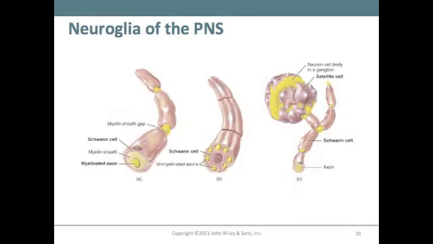So the neuroglia of the PNS, basically the Schwann cells, what they do is they wrap around the axon, and if the Schwann cell is wrapped around an axon, that creates what we call a myelin sheath. This is going to be important. So Schwann cells basically create myelin, and if there is an axon that is completely surrounded by myelin, then that axon is said to be myelinated, as it says here.